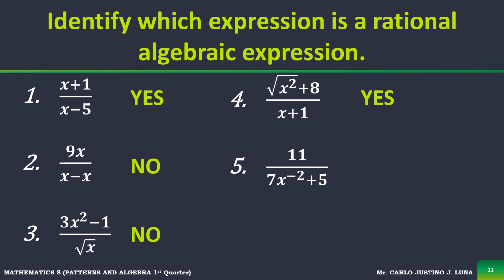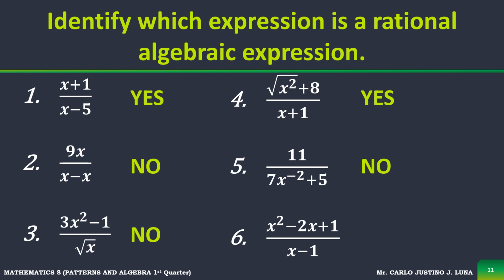11 over 7x raised to negative 2 plus 5. Okay, so it's not a rational algebraic expression because our exponent for the denominator is negative. Okay? Kapag ganun, it's not a rational algebraic expression. Okay? Okay. Let's now have the last one.